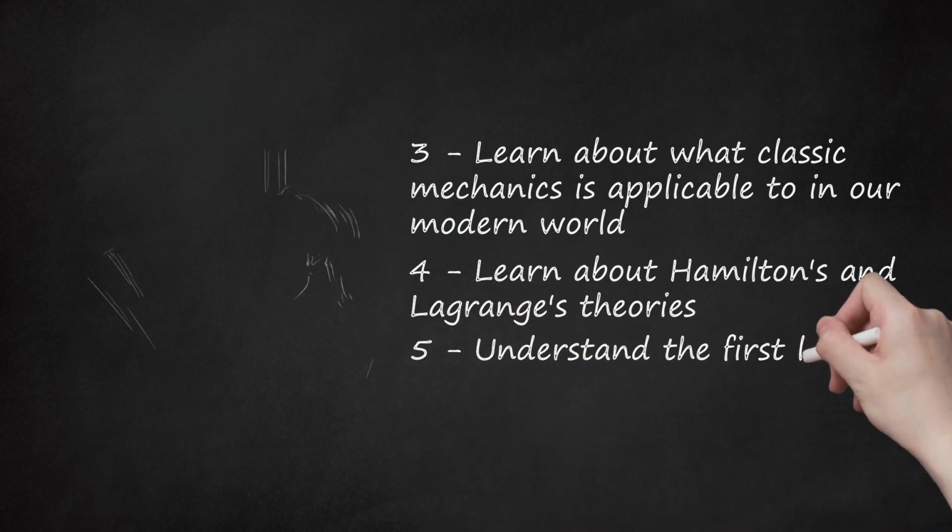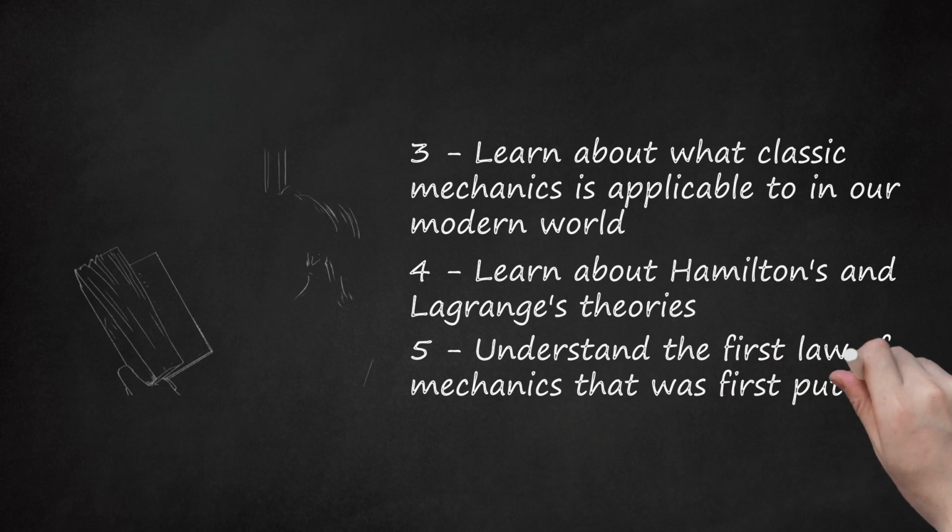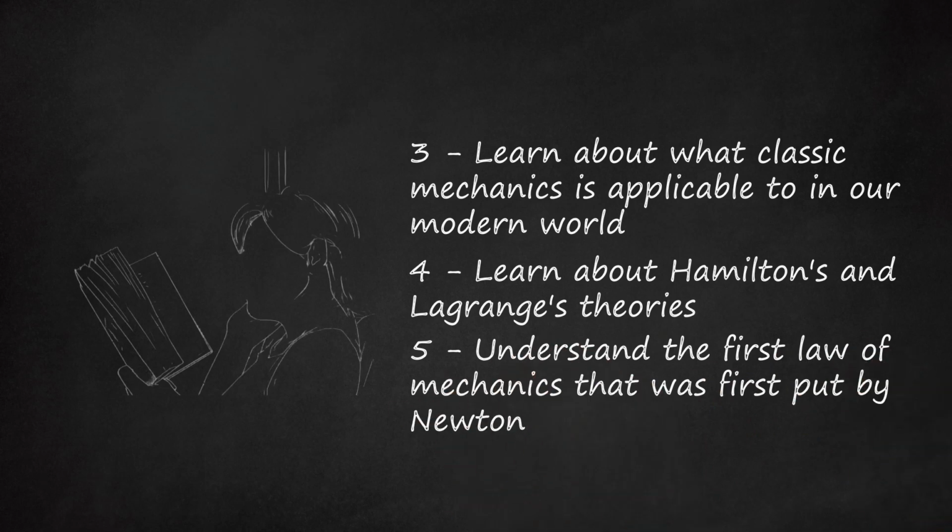5. Understand the first law of mechanics that was first put by Newton. It is nothing but the law of conservation of energy. This law states that energy cannot be created nor annihilated, but it can take different forms and can be interchanged mutually between the various energy forms. The forms of energy range from potential energy to kinetic energy to other forms such as heat and frictional energy. For example, potential energy can be converted into kinetic energy.